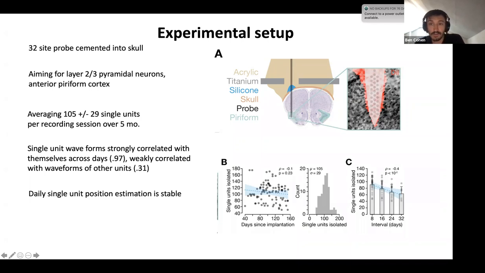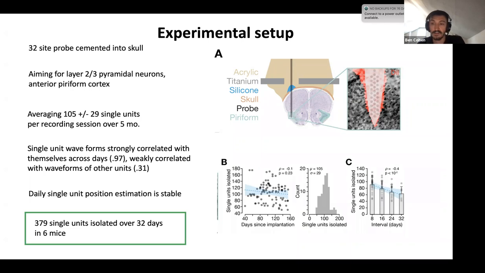They don't go into depth on how they do this, at least not in the main text, but I guess they try and estimate the position of the neurons relative to the probe as well. And they claim that that's stable over time. So this is just describing the experimental setup and some confounds that they try and rule out. At the end of the day, what that gives you is about 379 individual neurons that they can track stably over 32 days in 6 mice.